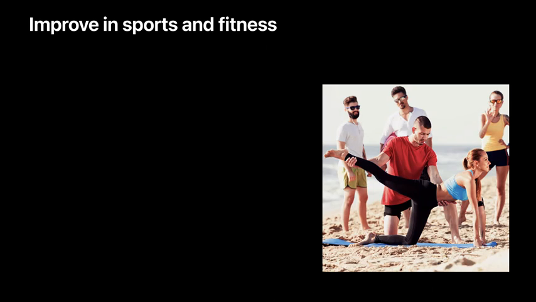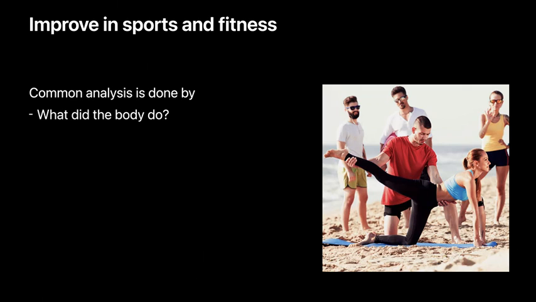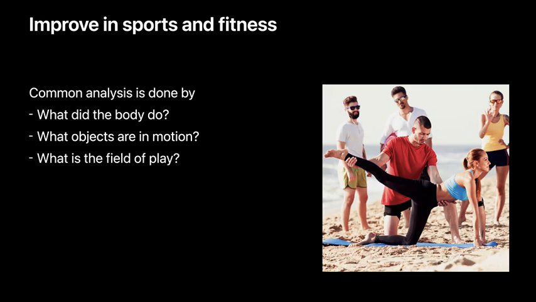So we do some common analysis, and we think this can be done. So first, what did our body do? How did we move? Then we might want to look at which objects are in motion. Think of the ball in a soccer game or in a tennis game. And we need to understand the field of play, the court in tennis, or the soccer goal. And then we need to give feedback to the user of what we actually saw and what happened.